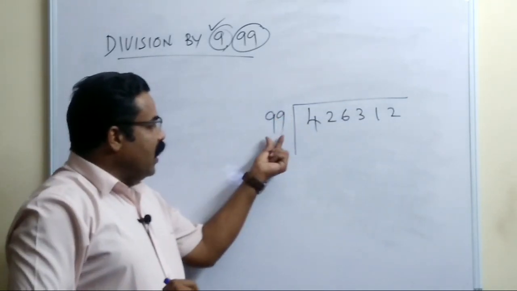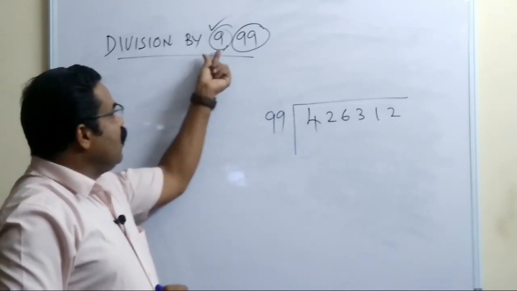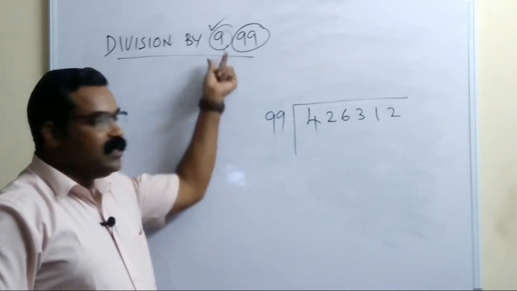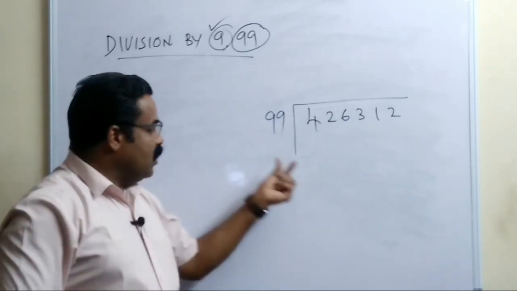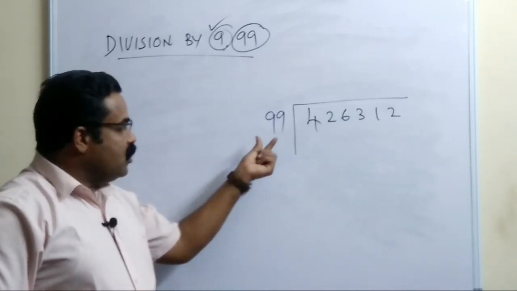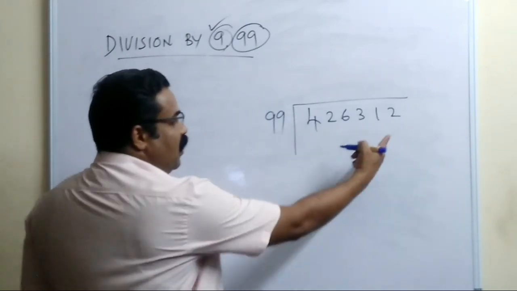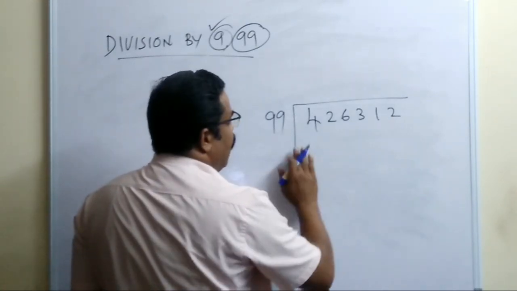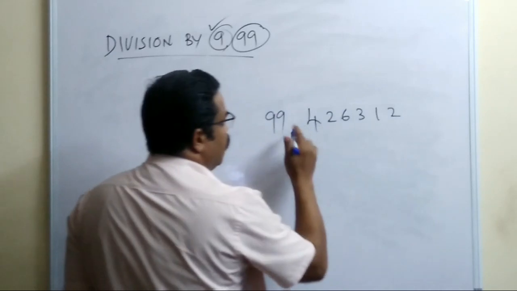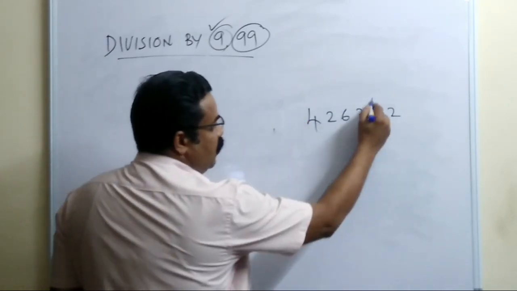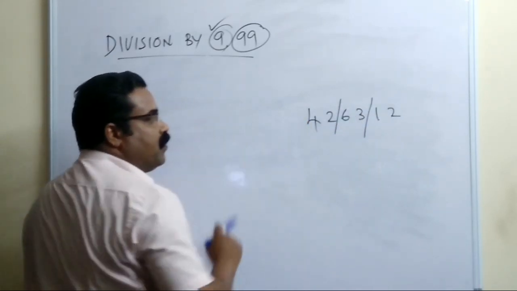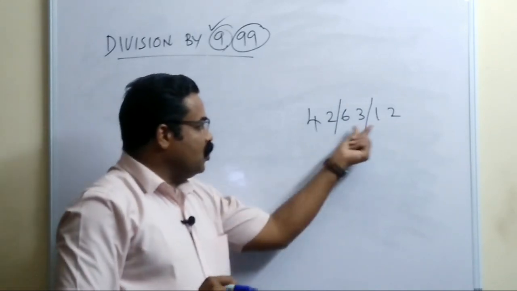So what we do, 99 is a two-digit number. Earlier we have taken 9, which was a single digit number. That is the reason we have taken one digit at a time. Here 99 is a two-digit number. So we will be pairing this number from the right. From the right, when I pair this number, I will get like this. This way I have paired the numbers 42, 63, 12.